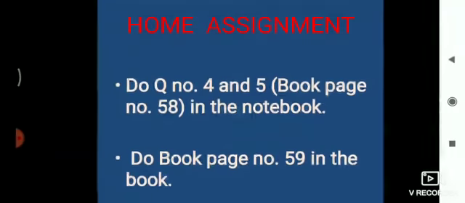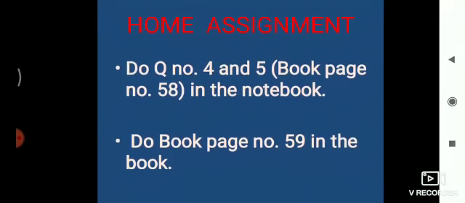Now comes the home assignment. Do question number 4 and 5 of book page number 58 in the notebook and do book page number 59 in the book.